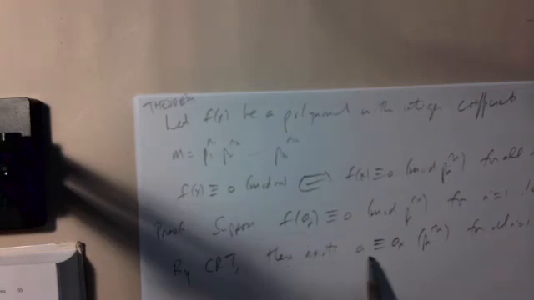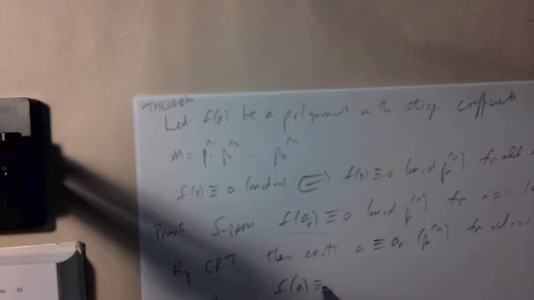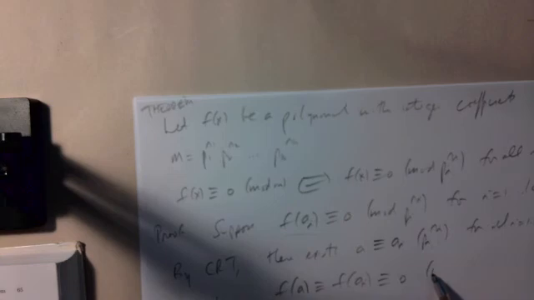So if a is congruent to ai mod pi to the ri, that means f of a is congruent to f of ai, which is congruent to 0 mod pi to the ri. So f of a is congruent to 0 modulo the product of these prime powers. Or f of a is congruent to 0 mod m, because m is this product.